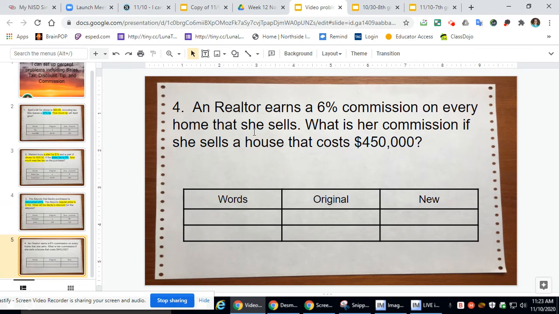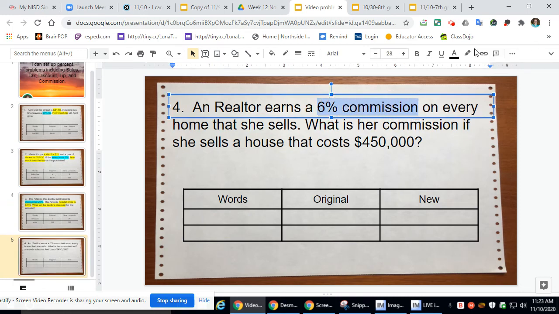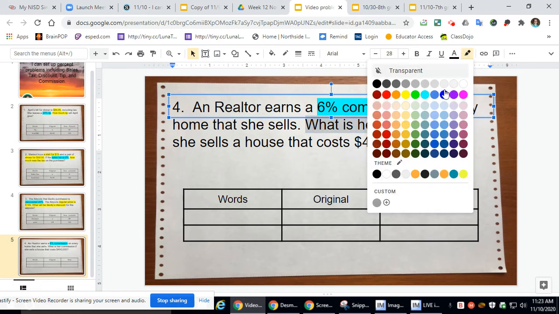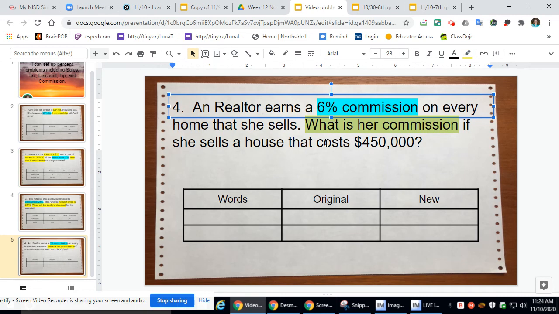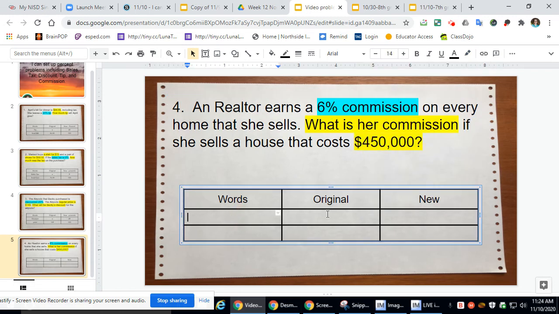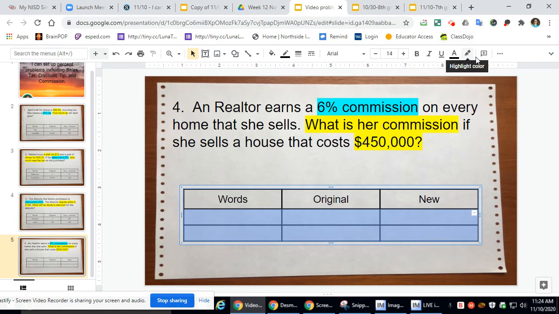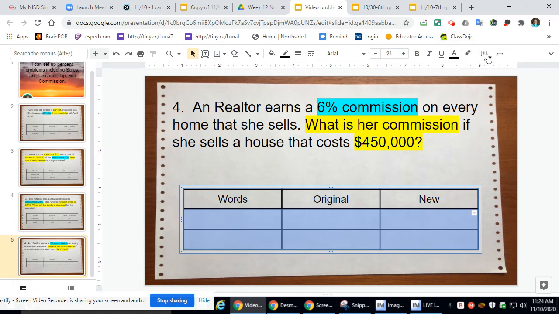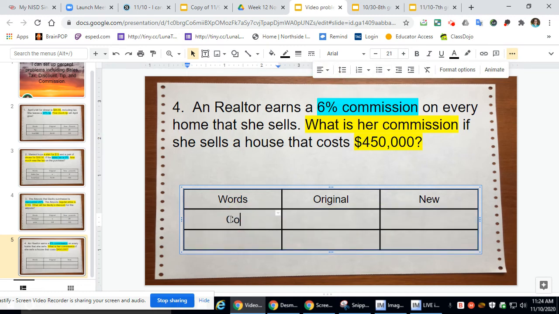Last one. A realtor earns 6% commission on every home that she sells. What is her commission? Oh, so we need to find the commission. What is her commission if she sells a house that costs $450,000? Okay, so we've got commission and we've got the price of a house. Centering it. So we've got commission, and the price of house.